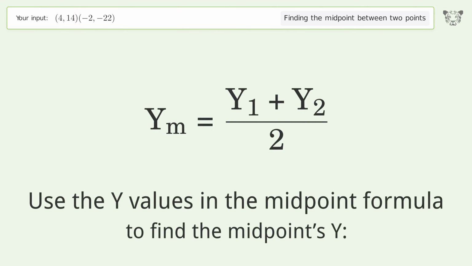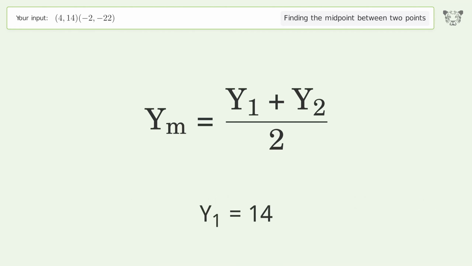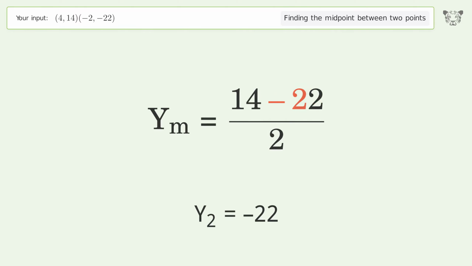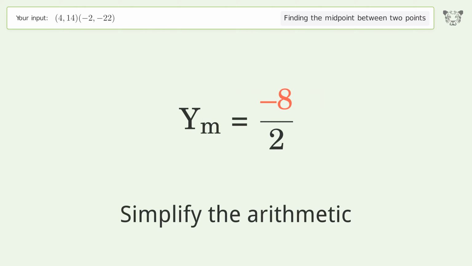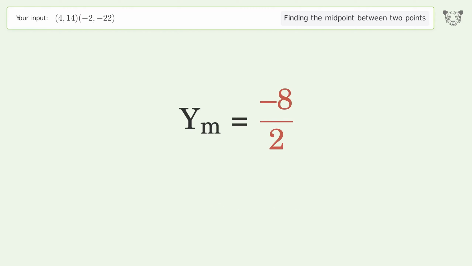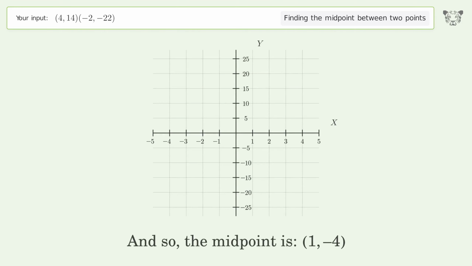Use the y values in the midpoint formula to find the midpoint's y. y1 equals 14. y2 equals -22. Simplify the arithmetic. And so, the midpoint is (1, -4).